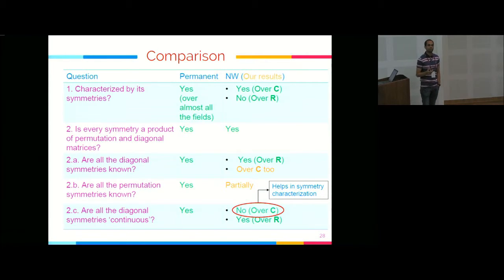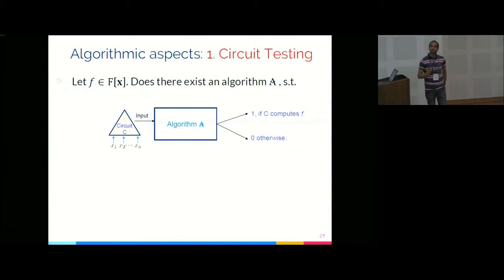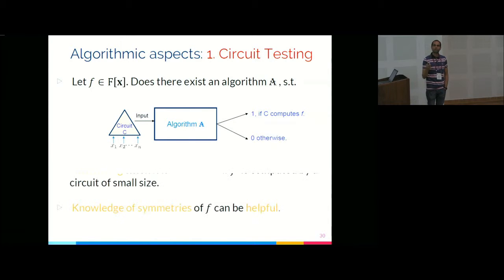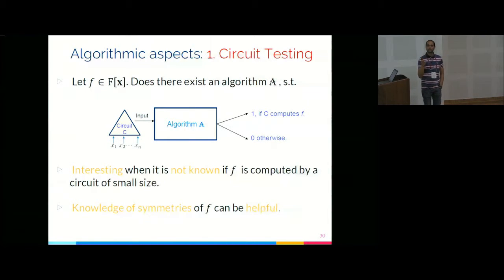Now let me go to the second class of questions, which is the algorithmic questions. So here is the first algorithmic question. This is called the circuit testing question. You are given an n-variate polynomial f, and you want to decide using an algorithm whether, when I give you a circuit as an input, that circuit computes f or not. Suppose my polynomial is computed by a small size circuit, then I can just apply Schwartz-Zippel to do this, but it is not clear how to do this when f is not computed by small size circuits. So it makes sense in this regime.